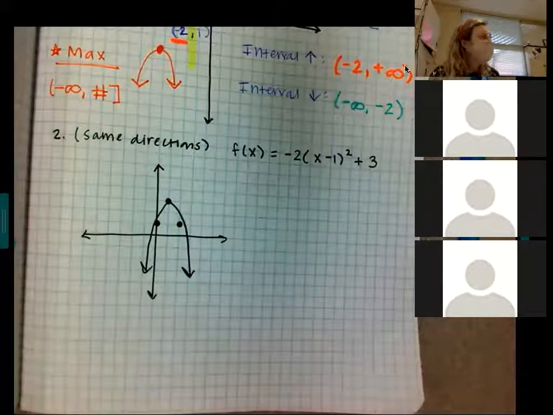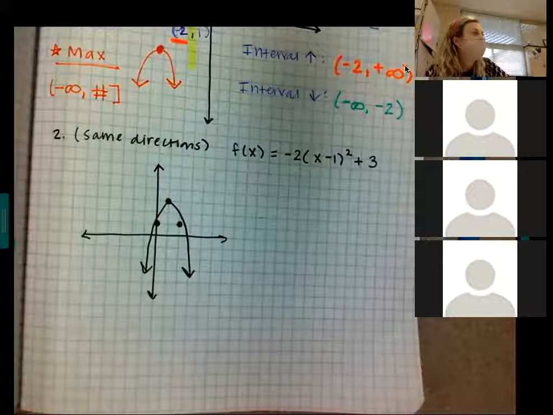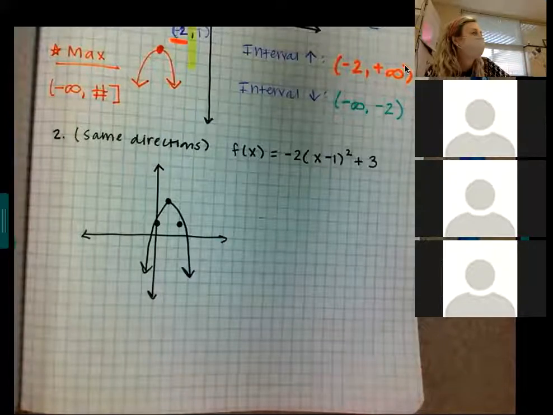Any questions on graphing? So do you think you'll actually have to physically graph on your test? No. How am I going to make you graph it on the test?